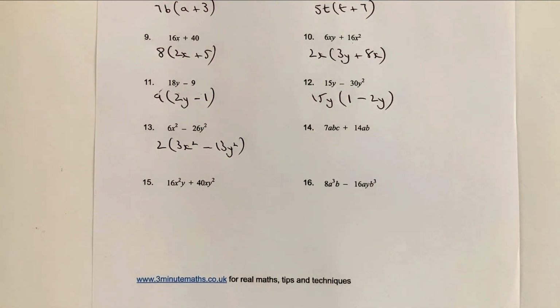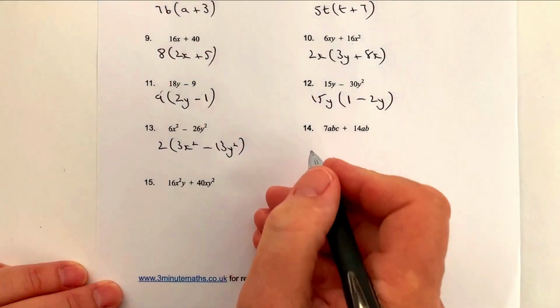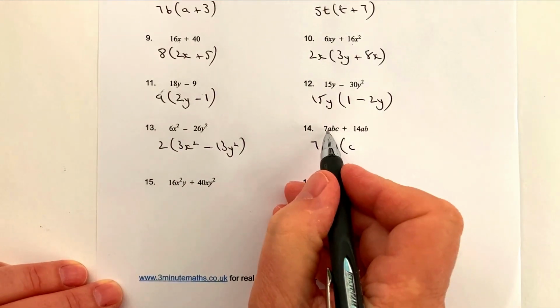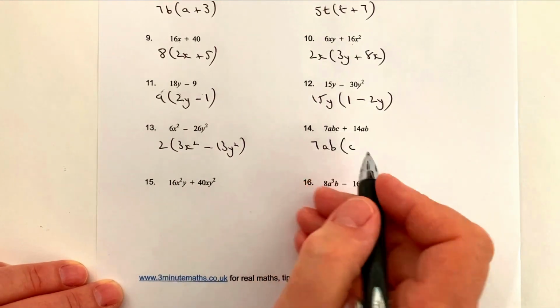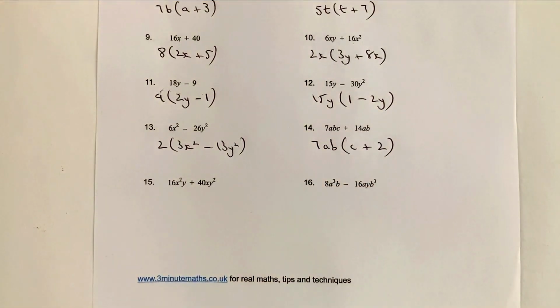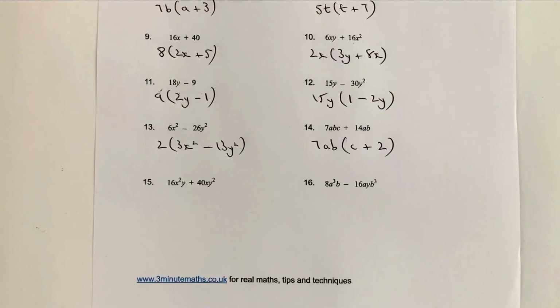Okay, let's have a look at 14. Biggest number is going to be 7. And if I look at the letters, I've got A, B, C and A, B. So I'm actually going to take A, B out of both terms. So I've got 7AB multiplied by C will give me 7ABC, and multiplied by 2 will give me 14AB. Okay, number 15 then. Biggest number that goes into both is going to be 8.